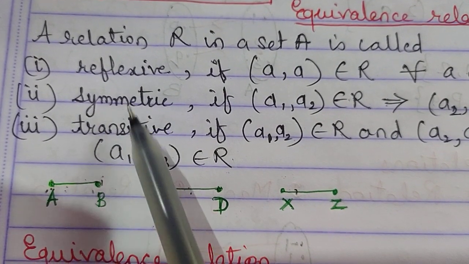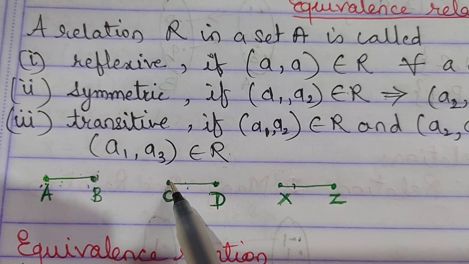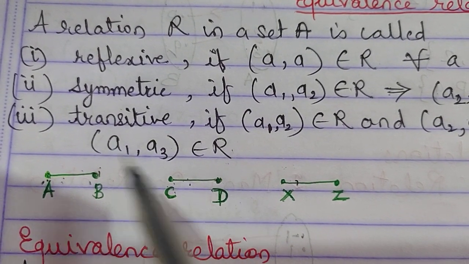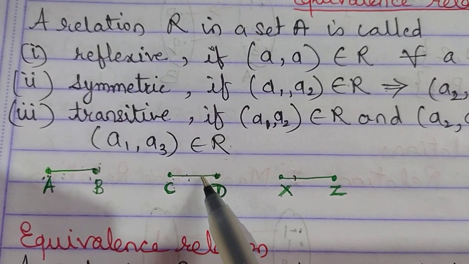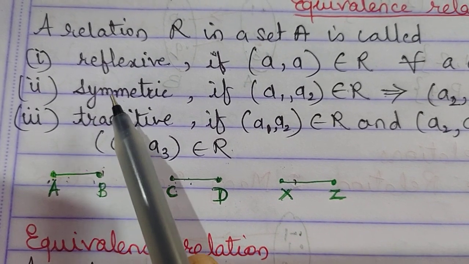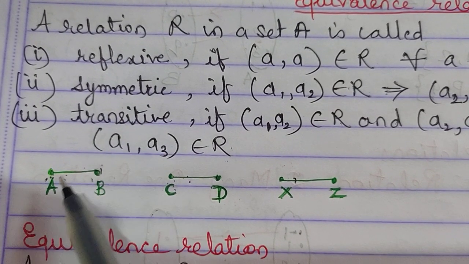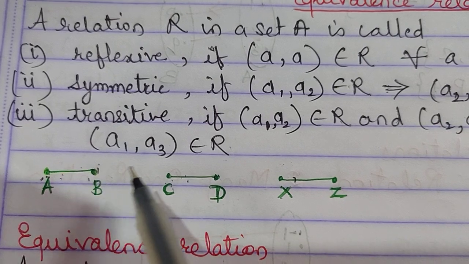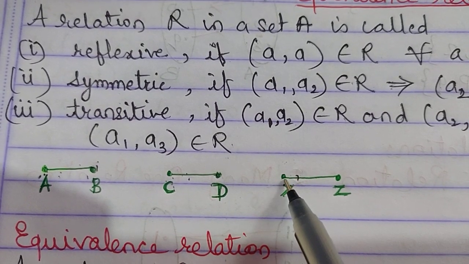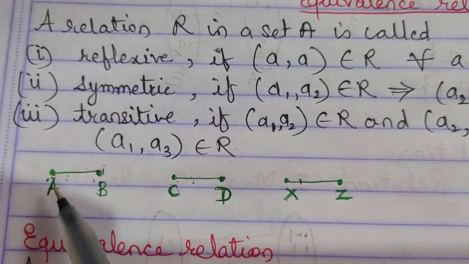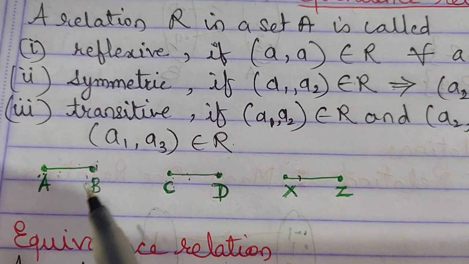Then the symmetric property: if segment AB is congruent to segment CD, then segment CD is congruent to segment AB. This property is the symmetric property. And the transitive property is: if segment AB is congruent to segment CD and segment CD is congruent to segment XZ, then we can say that segment AB is congruent to segment XZ. This is the transitive property.